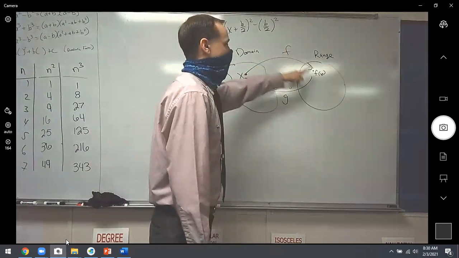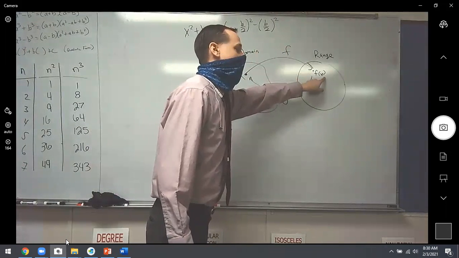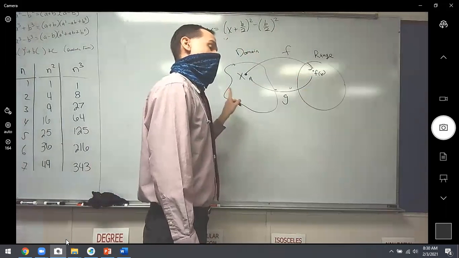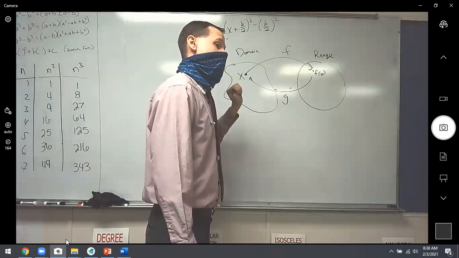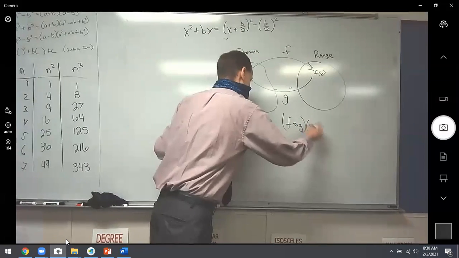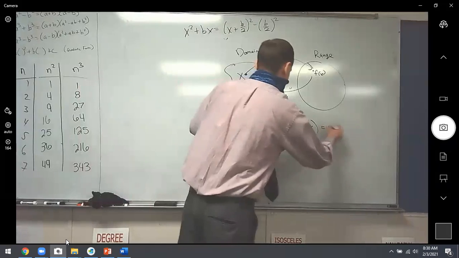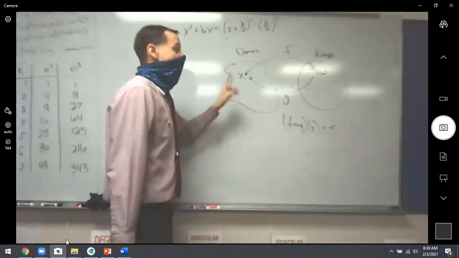What's another way of saying plugging a function into another function? Because here's a function, and I'm going to take that function and plug it into another function. Well, we just studied that. That's called a composition, correct? So if you take these two functions and compose them together, you should get right back at what you started, which is x. And it goes the other way too.